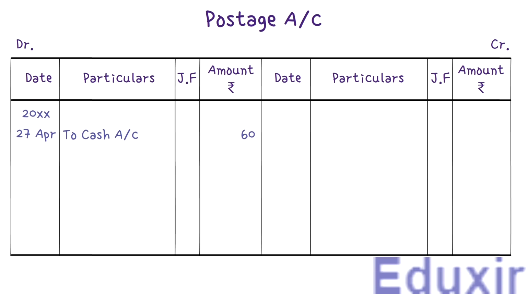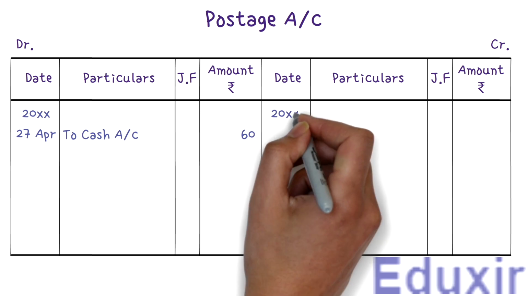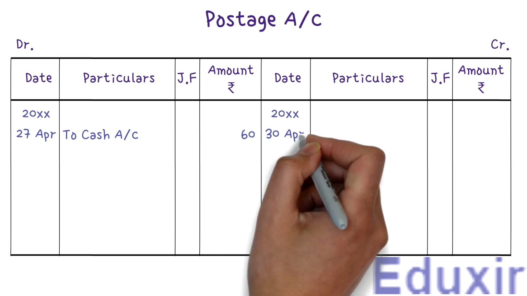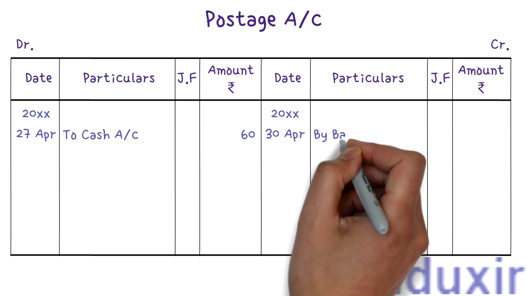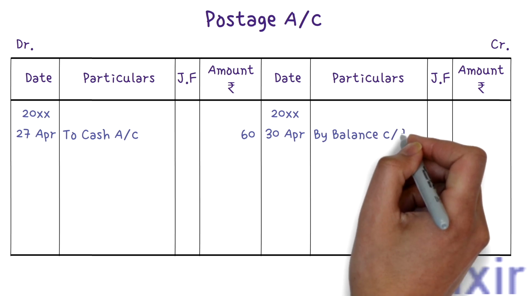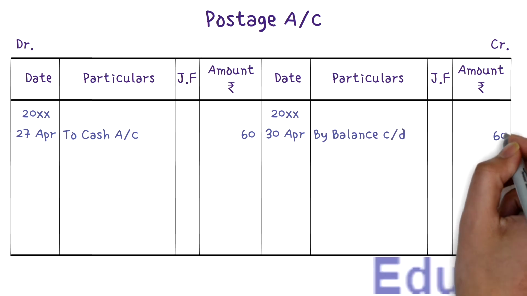As there are no entries on the credit side, this entire debit balance of 60 rupees need to be carried down. As this is the first entry on the credit side, let's first write the year and then let's write the date as the last day of the month. Let's then write by balance carried down in the particulars column. Let's then write 60 rupees in the credit amount column.